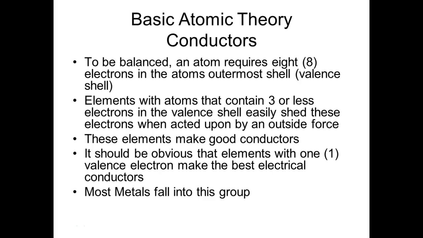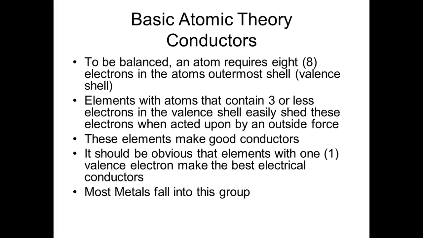So no matter what atom it is, that outer shell has got to have at least 1, unless we move it, and then the maximum is 8. So this is what defines the conduction characteristic of the atom. Elements with atoms that contain 3 or less electrons in the valence shell easily shed these electrons when acted upon by an outside source. So these fall into the category of conductors.